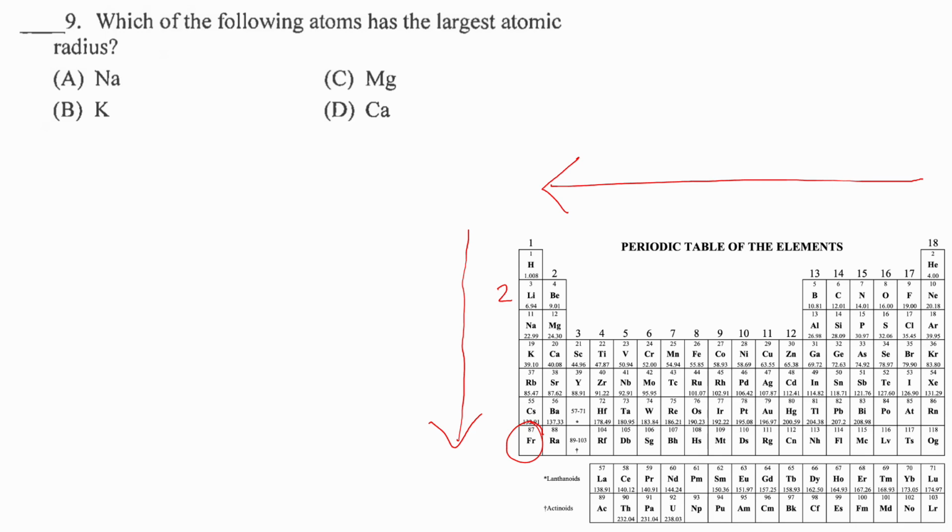Now, if we are going down a group, if we go from hydrogen to lithium to sodium to potassium, as we go down, we're increasing the number of energy levels, which is increasing the size of each coordinating atom. So if we're talking about sodium, potassium, magnesium, and calcium, the largest would be to the left, which is sodium and potassium, and then the most down because it would have the most number of energy levels. So our answer here would be potassium.